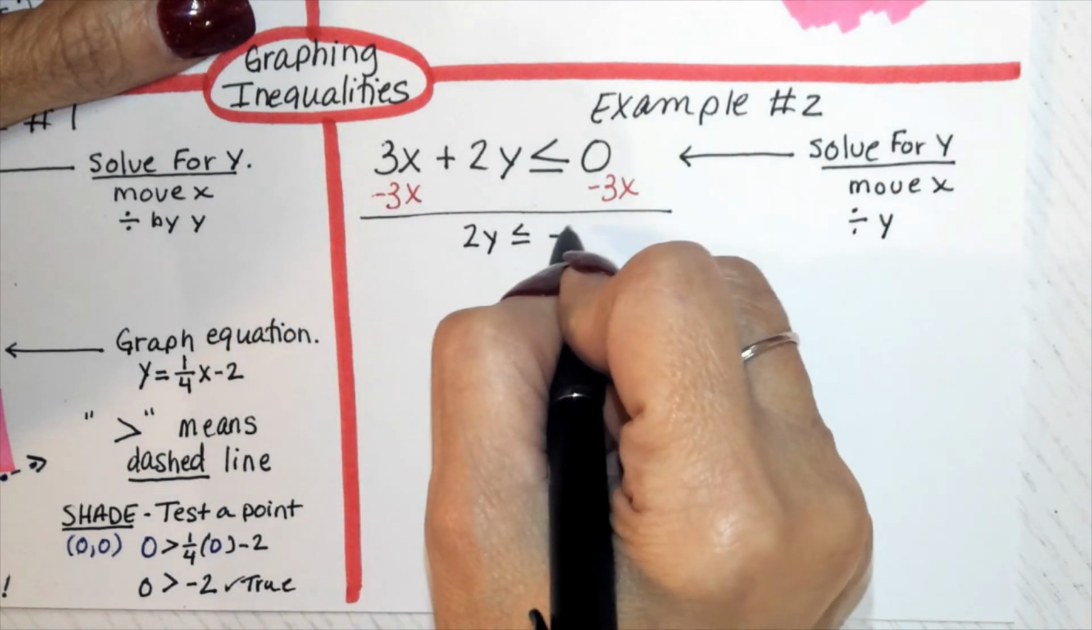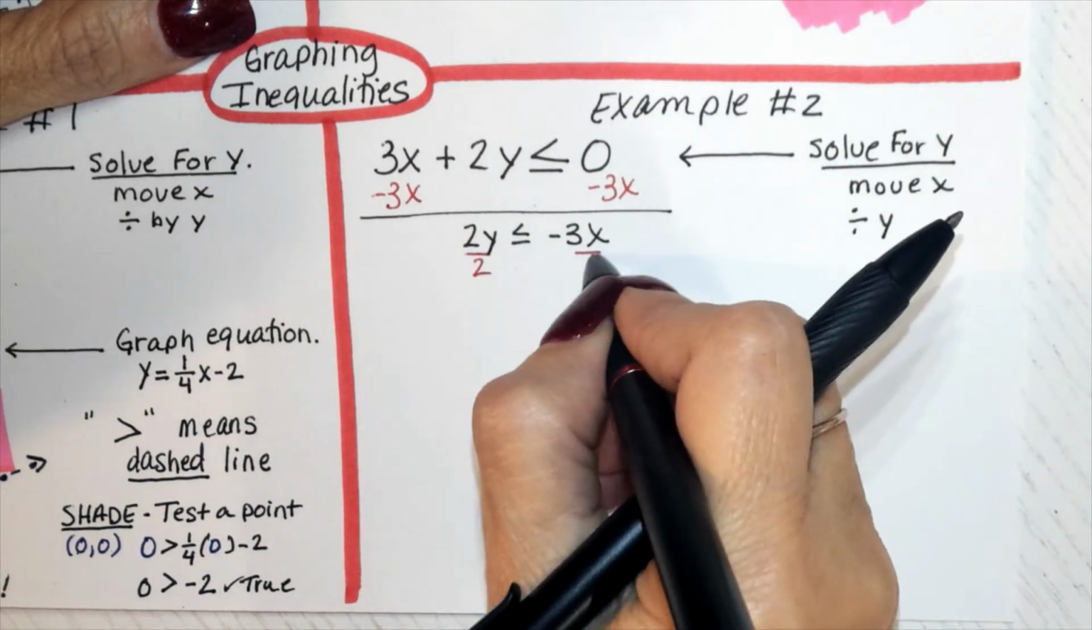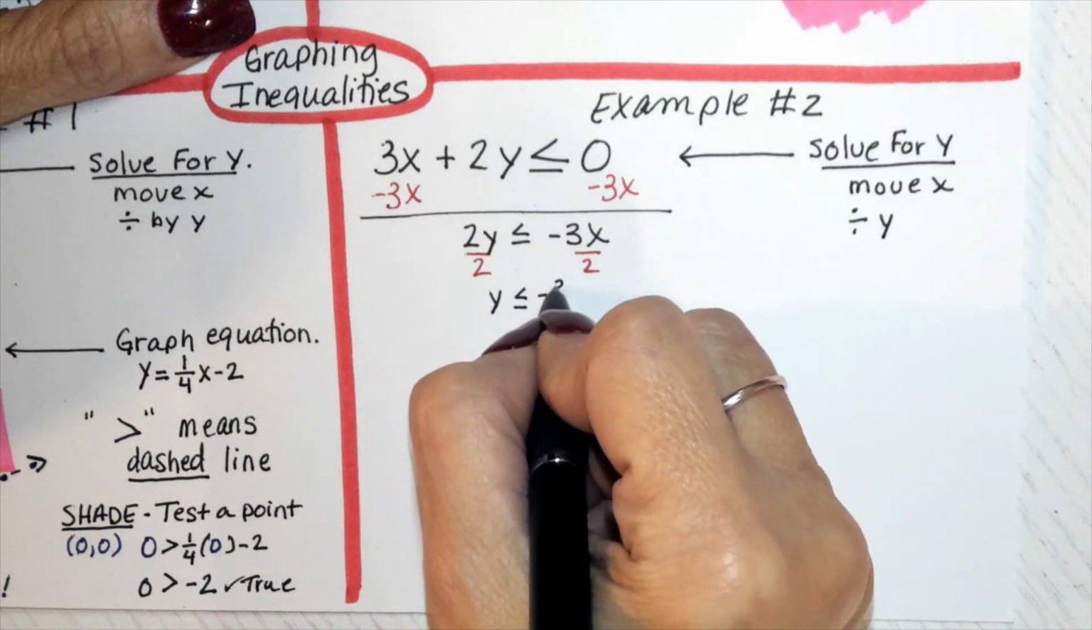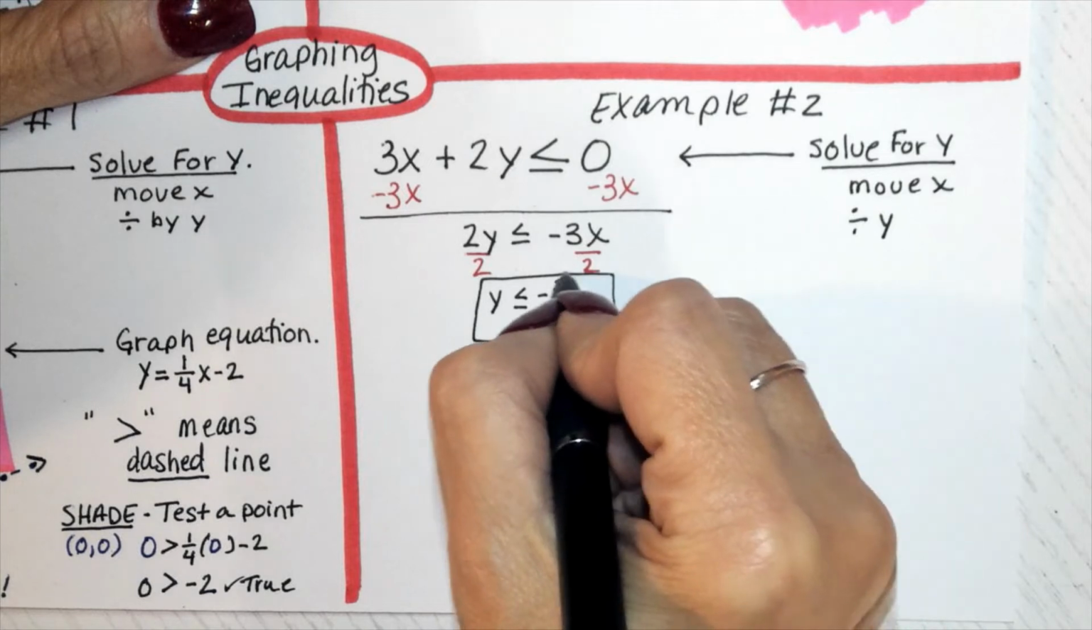2y is less than or equal to negative 3x. And then I'm going to divide by 2. And I'm going to get y is less than or equal to negative 3 over 2x. And I'm going to box that in because that's what I'm graphing.